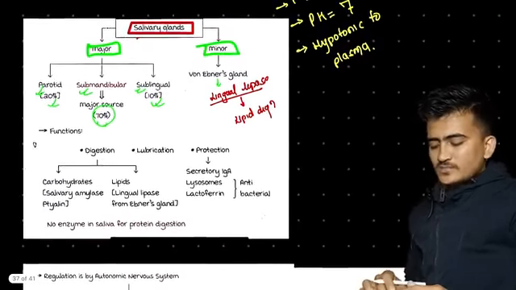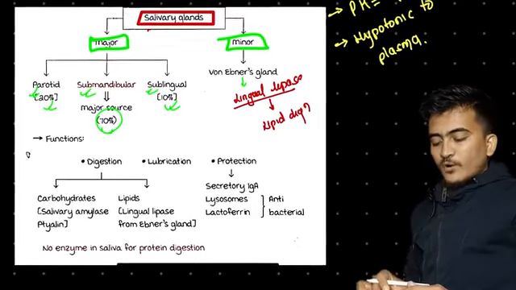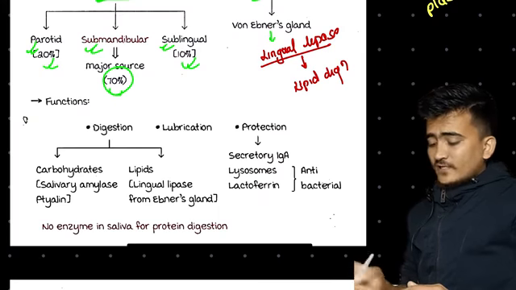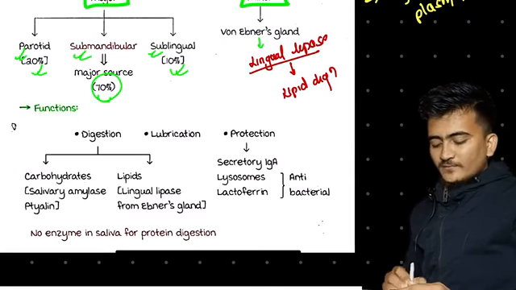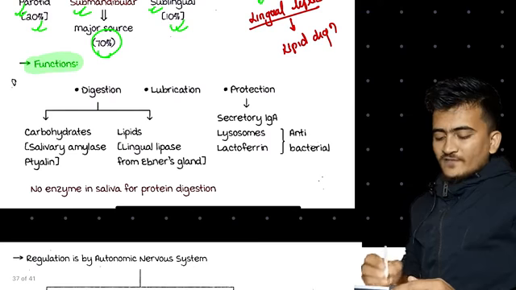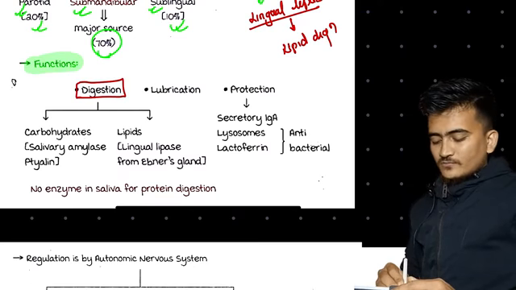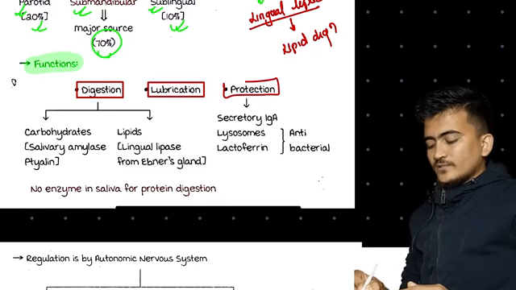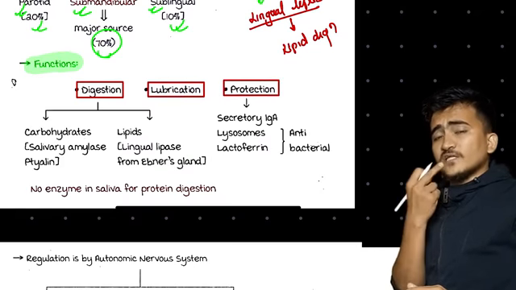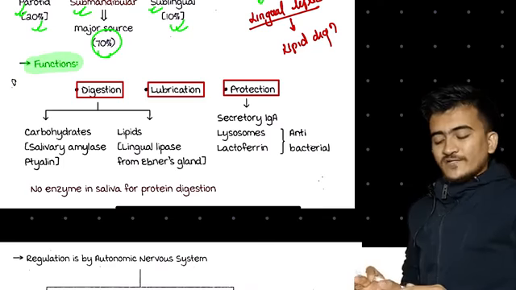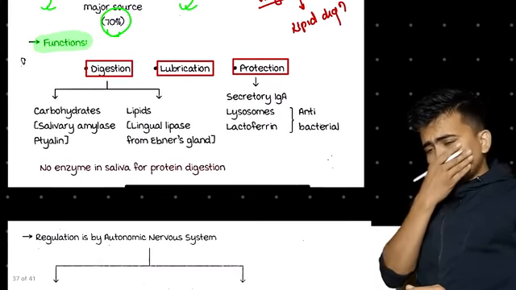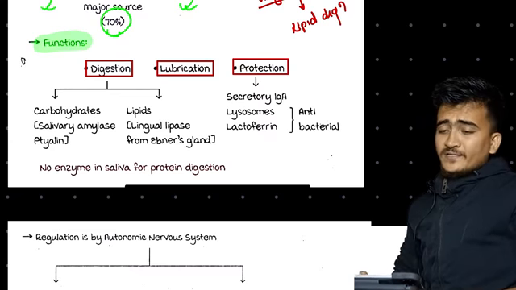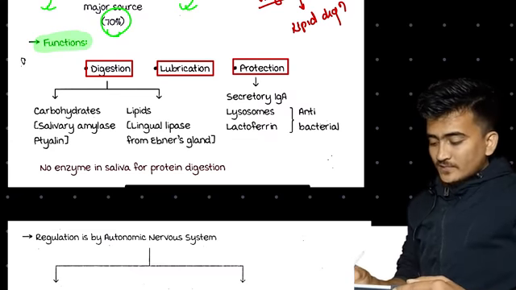These are the brief introduction about salivary glands. Now moving further, what are the functions of the salivary gland? It helps in digestion, it helps in lubrication, and it helps in protection. Talking about digestion, it helps in the digestion of carbohydrate and lipid.